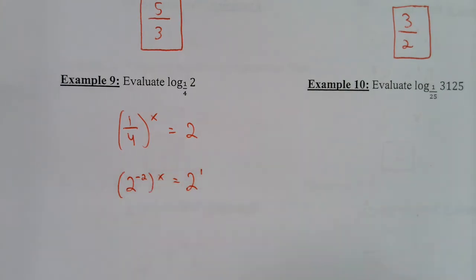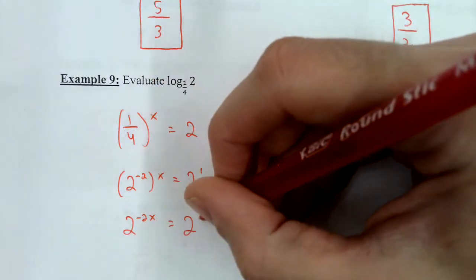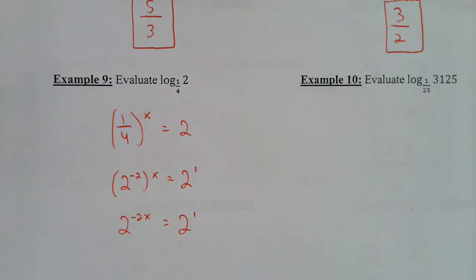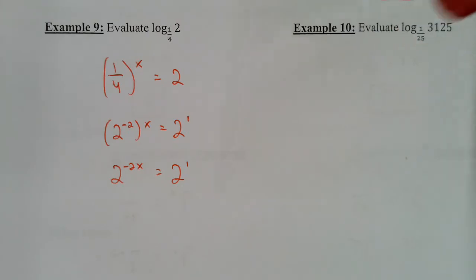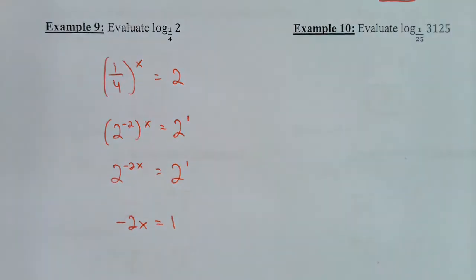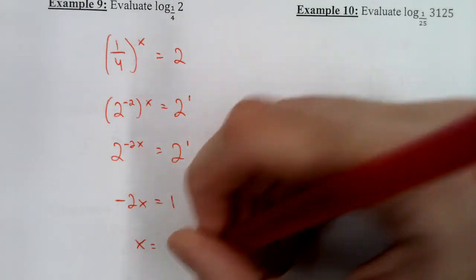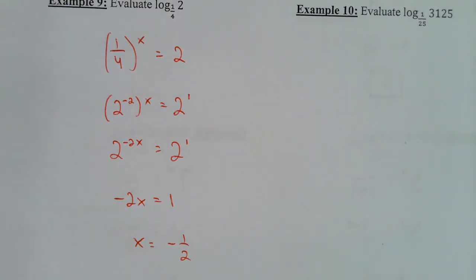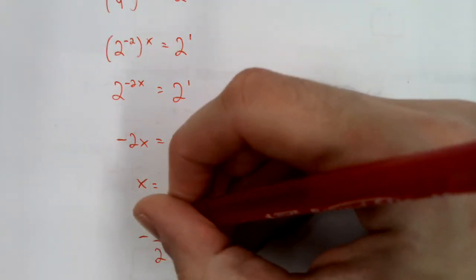Power to a power, multiply. 2 to the negative 2x power equals 2 to the first power. The bases are the same, so set the exponents equal to each other and solve. Negative 2x equals 1. X equals negative 1/2. So again, there's no x in the original problem, so I'm not going to circle that. I'll just circle the negative 1/2.